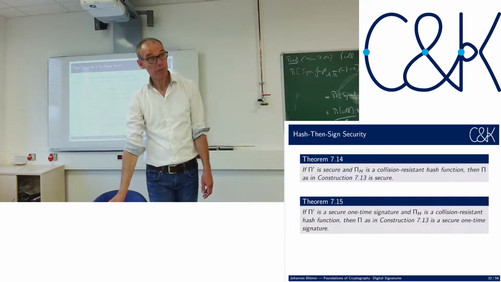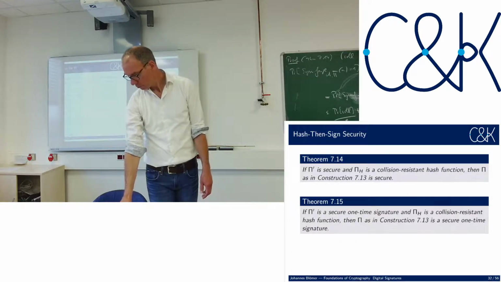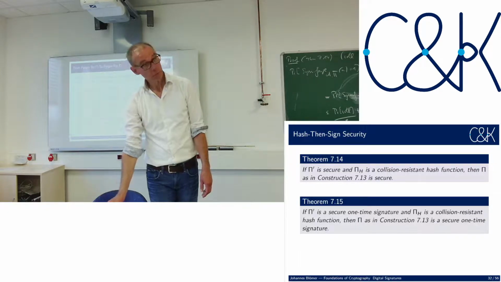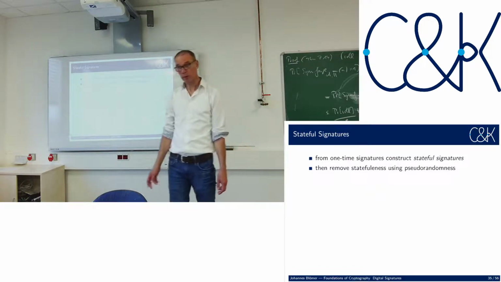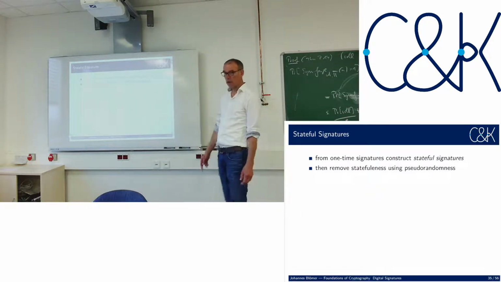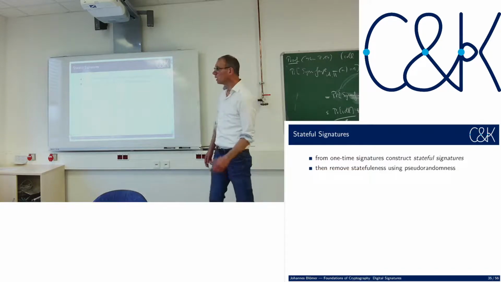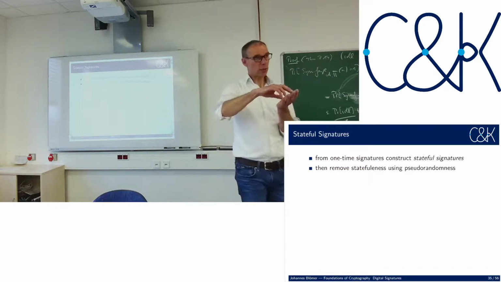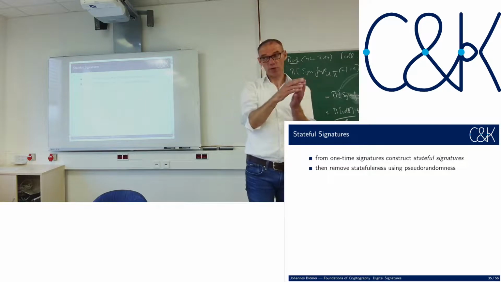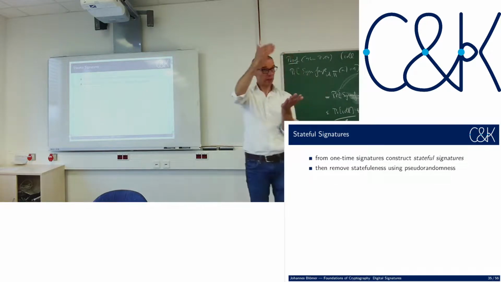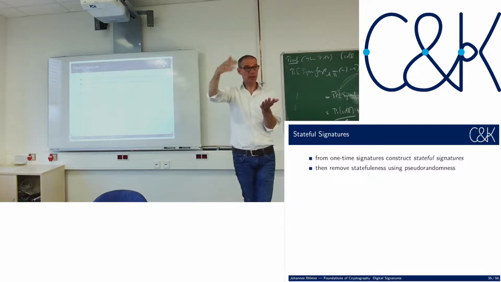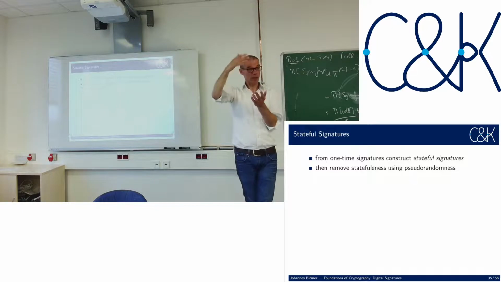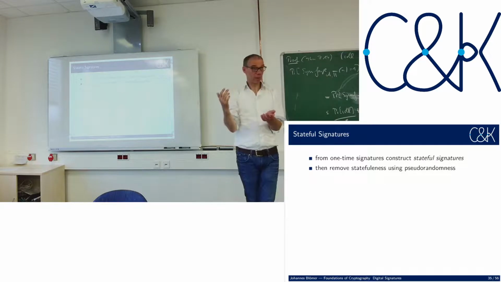Questions about this? So before we go into the break, this time today we make the break a little bit earlier. What we now do, we would like to go from one-time signatures, which we now construct for arbitrary length. So one-time signatures of fixed length was the Lamport scheme. Now with hash then sign, we have one-time signatures for arbitrary length. Now we want to remove the one-timeness.